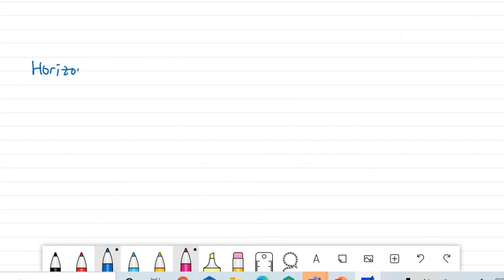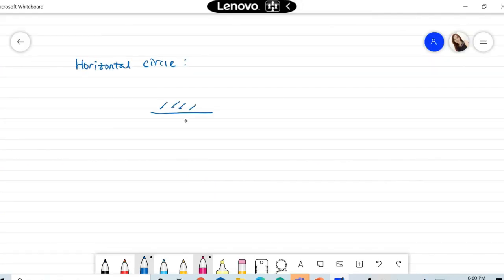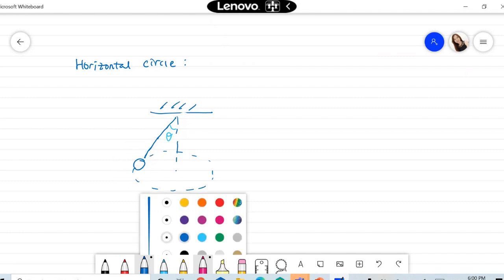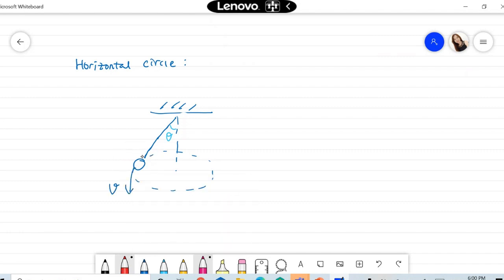Horizontal circle. Okay, say I have a simple pendulum. I swing it in a horizontal circle, and it is making an angle of theta to the vertical. Let's say the ball is moving with a constant speed of v. Firstly, I draw out the free body diagram of this simple pendulum.